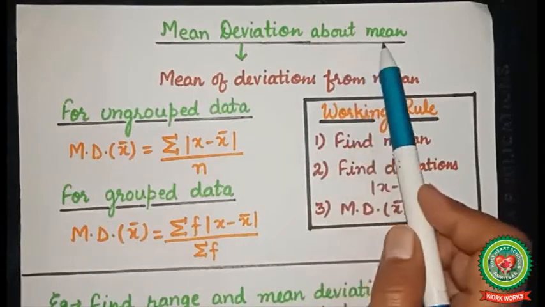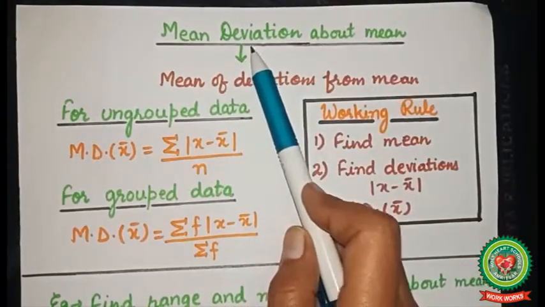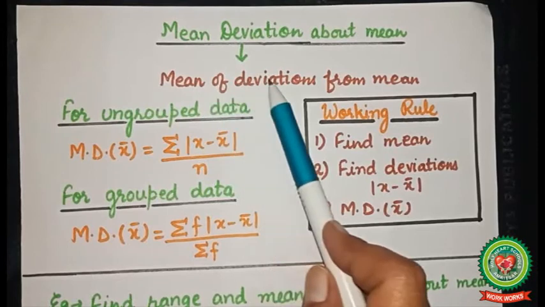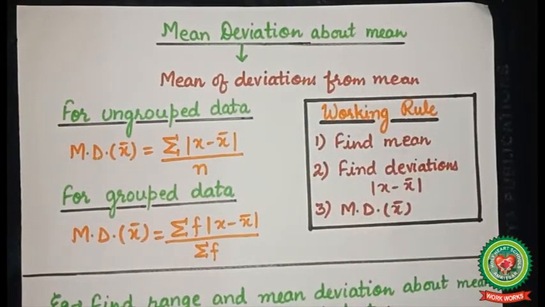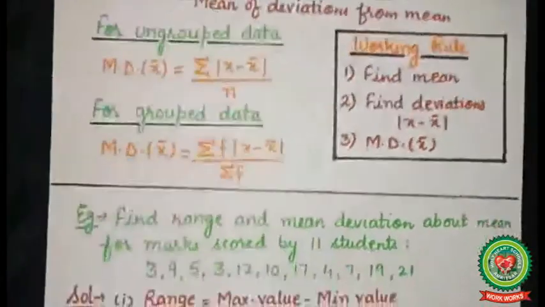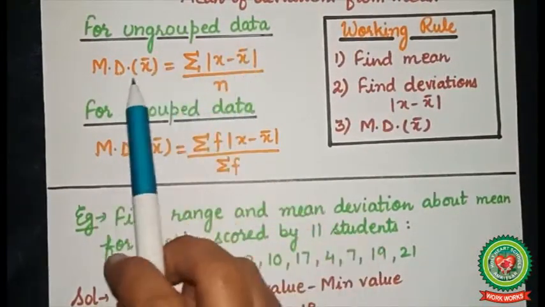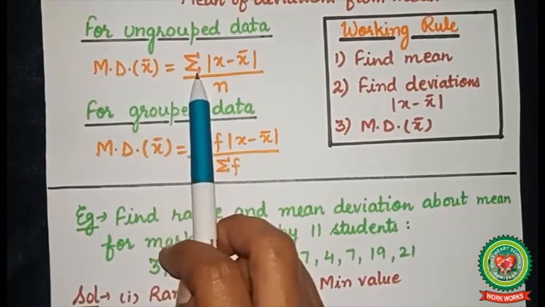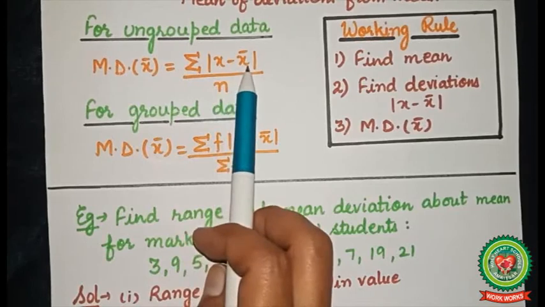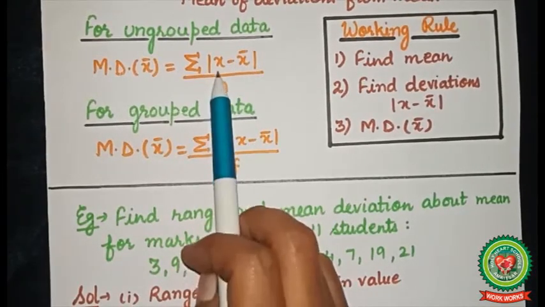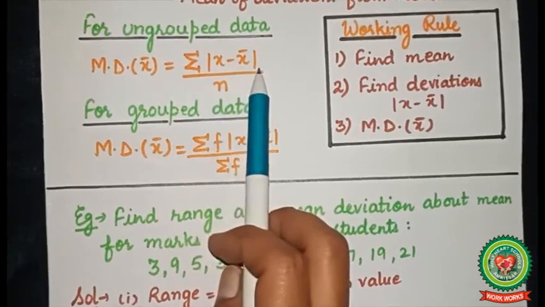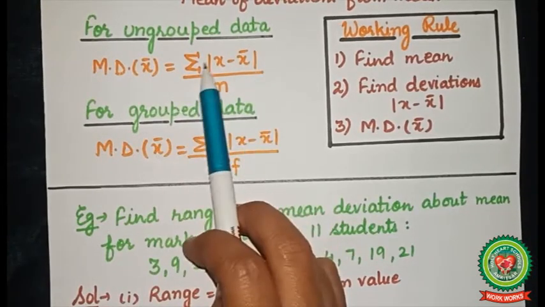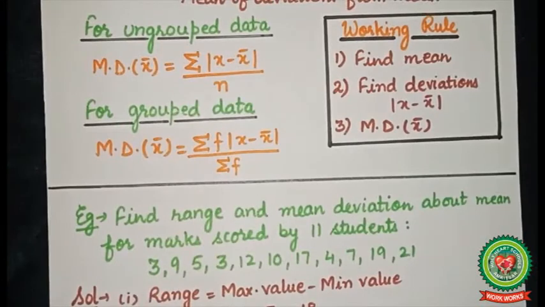mean deviation about mean. From the name it is clear that we have to find the mean of the deviations from the mean. So formulas are there for finding these deviations. So firstly, for the ungrouped data. Now for the ungrouped data, mean deviation about mean is equal to summation of mod of x minus x bar upon n. These are the deviations and we have taken their absolute value, then added and divided by n.